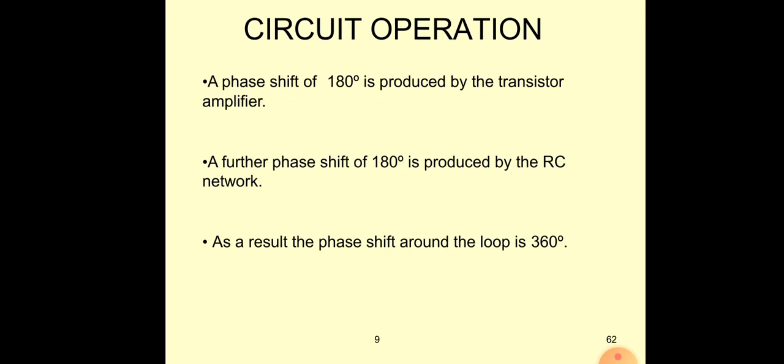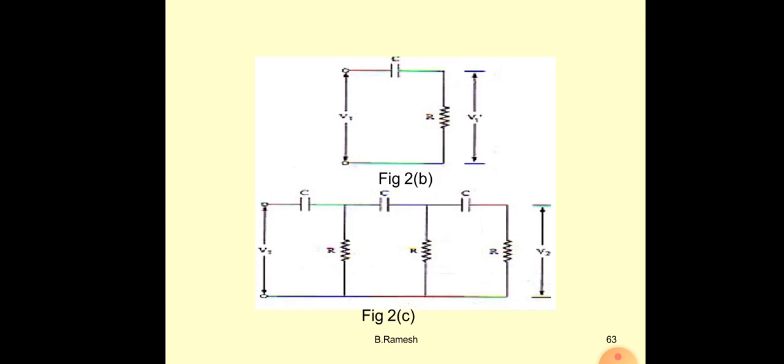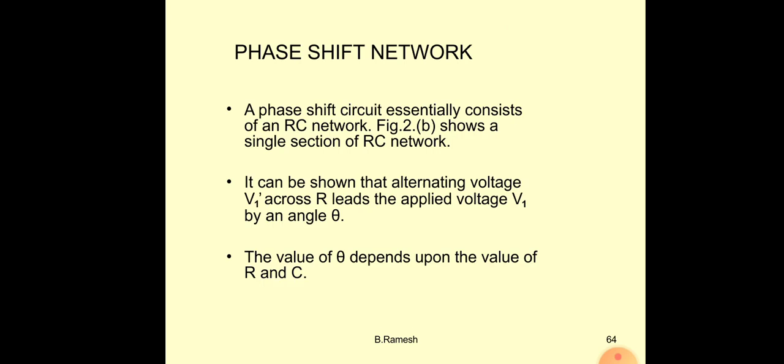A phase shift of 180 degrees is produced by the transistor amplifier. A further phase shift of 180 degrees is produced by the RC network. As a result, the phase shift around the loop is 360 degrees, so that satisfies the condition of the Barkhausen criteria. So this is the RC network. One section produces a 60 degrees phase shift, so three sections produce the 180 degrees phase shift.